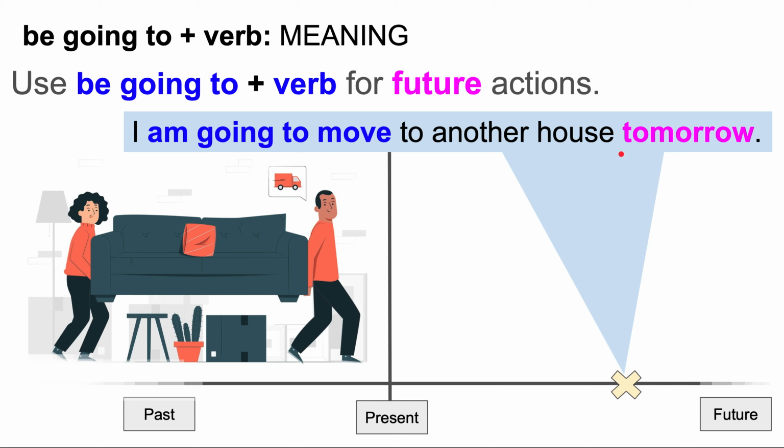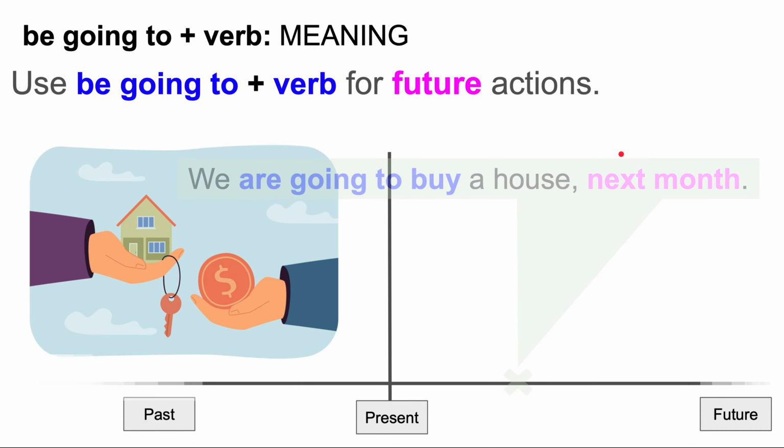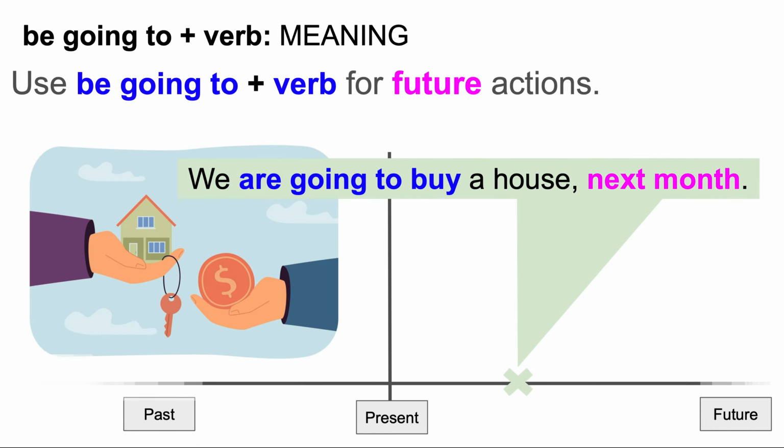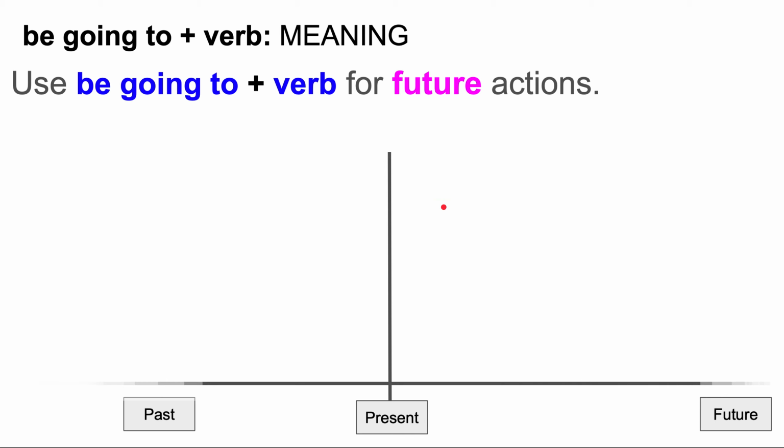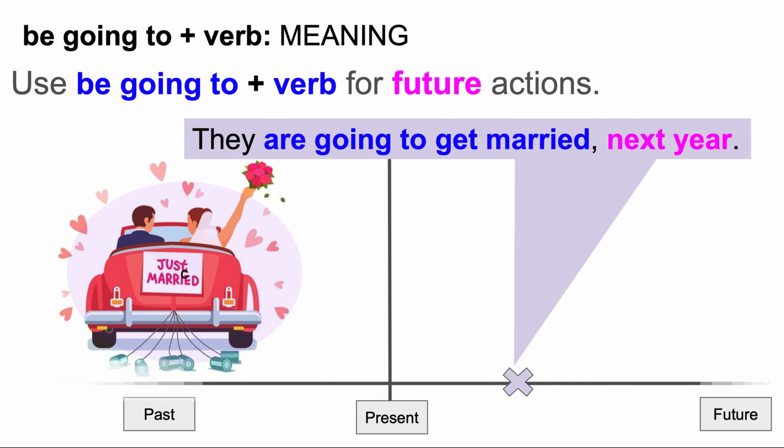Let's look at another example. We are going to buy a house next month. The future, next month. The verb, buy. Let's look at one more example. They are going to get married next year. The future, next year. The action, get married.